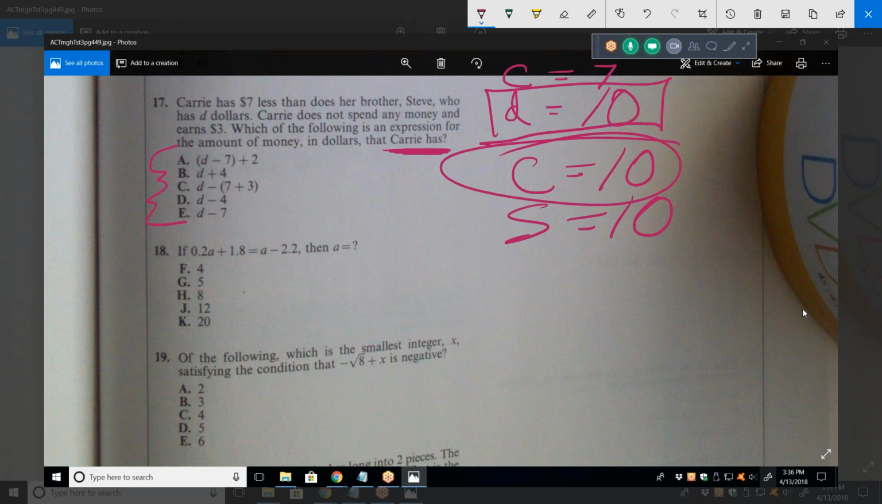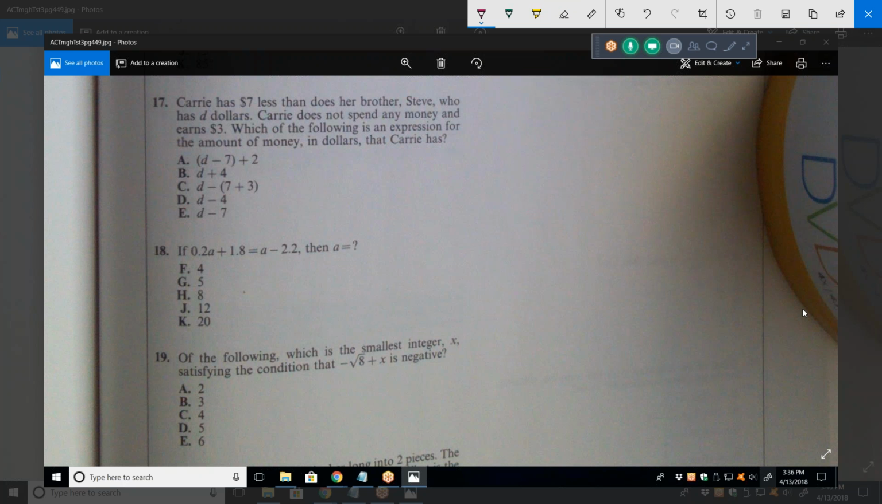Carrie has $7 less than Steve. So we gave Steve 10. We gave Carrie, there's my problem. We didn't do the math right. Here, let me start over again. That's always a bad sign. It's very hard to get the answer right when you do the math wrong. If Steve has 10, Carrie has to have $7 less.